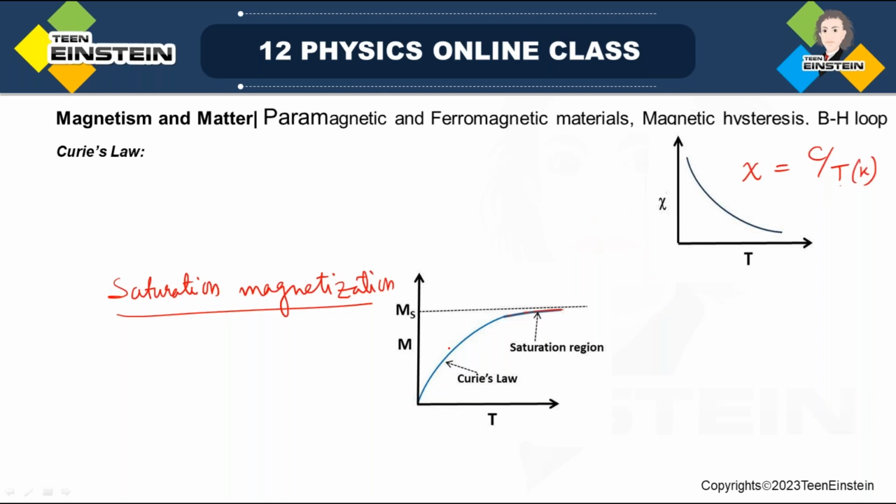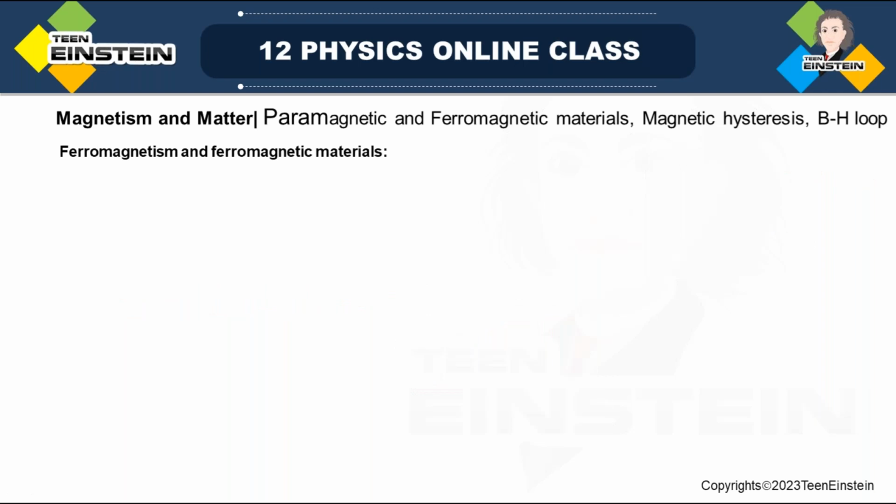So this is Curie law, this particular term. All right, so we'll go to ferromagnetism. Here also we'll learn a few properties of ferromagnetism. As you have seen in the case of paramagnet, we'll discuss a few properties of ferromagnet also.